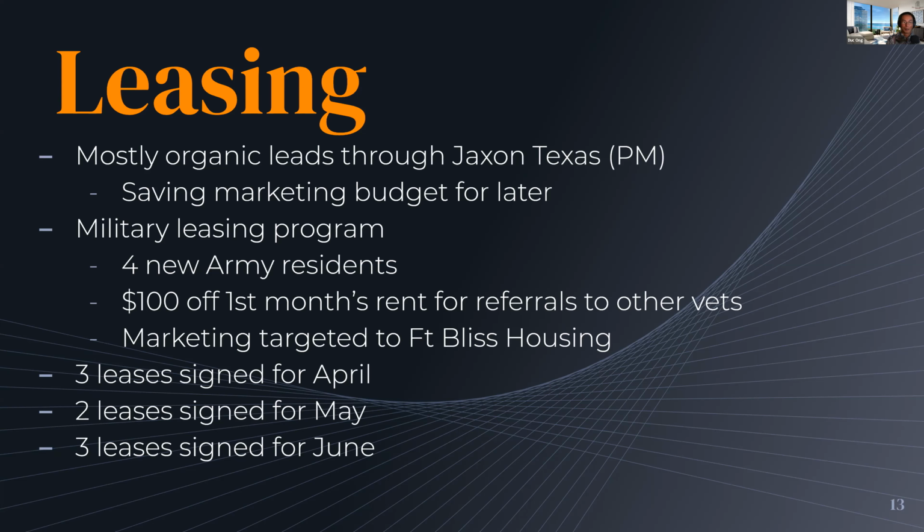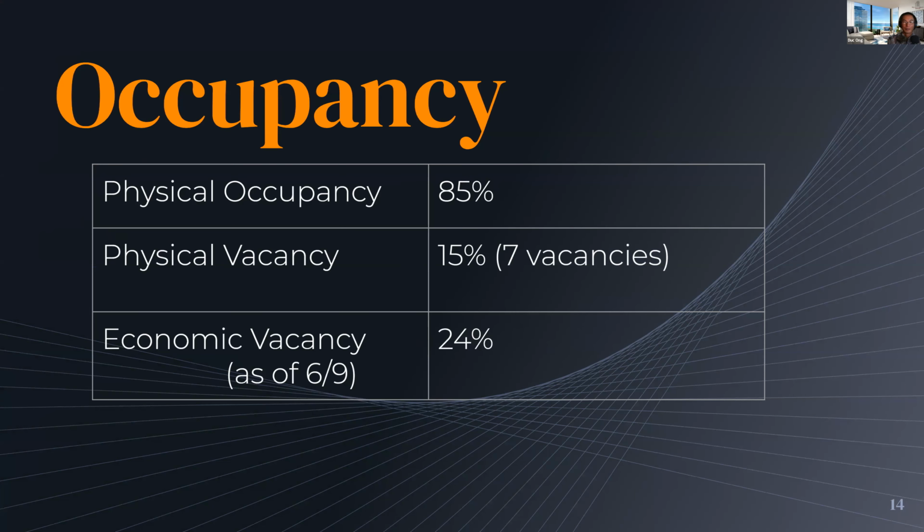So for April, we closed April 15th. We had 3 leases signed. May, we had 2 leases signed. And June, we had 3 leases signed. And as far as occupancy, when we initially closed this, it was 75% occupancy, and now we're up to 85%. We have 7 vacancies, and economic vacancy is around 24% right now.